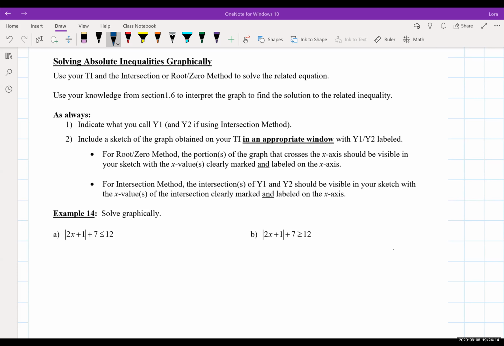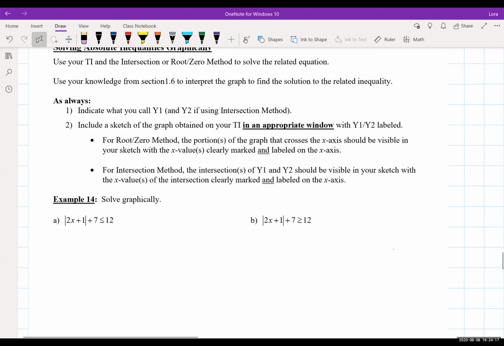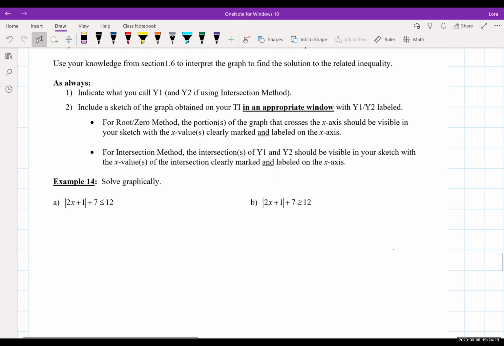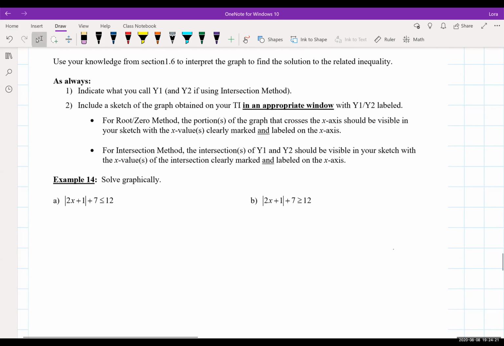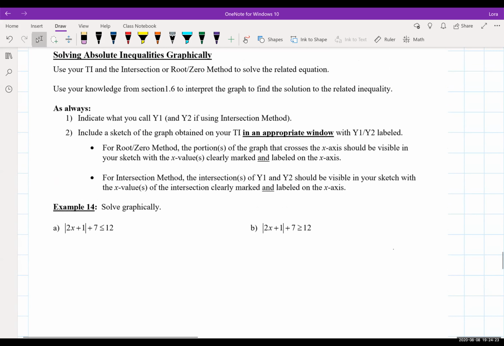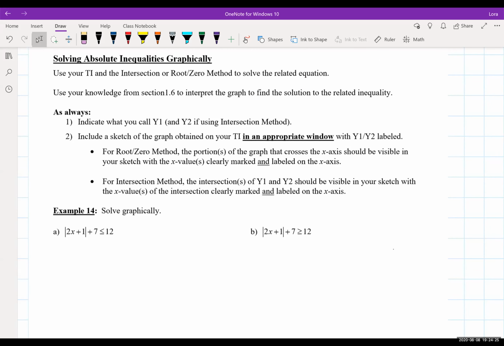Before we start, we'll look at part A and part B together. The reason they are the same is that they have the same related equation. It's just the inequality symbols that are flipped. So when you interpret the graph, you can actually interpret it for both of the solutions. So we'll go from there.